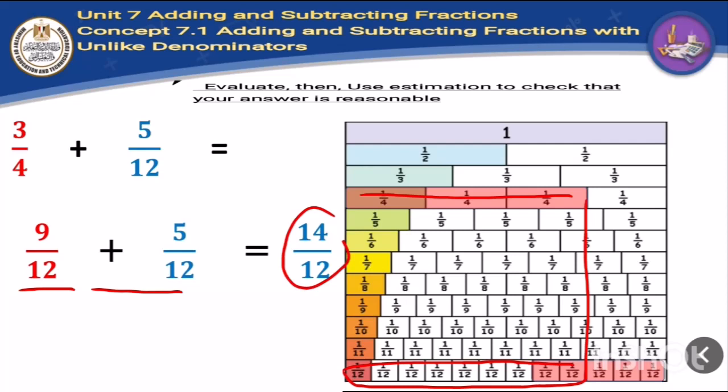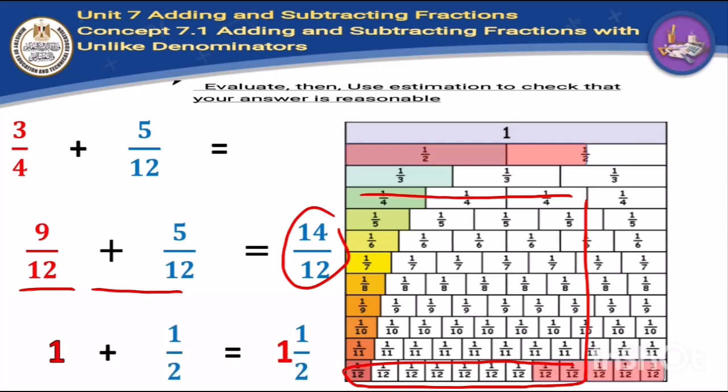Now let's use estimation. Let's see together. 3 fourths is near to half or one whole? It's larger than half. It's near to one whole. And 5/12 is also larger than half. When I add 5/12, the answer is one whole and a part. It's one whole and near to half. Okay, Yiba, what do you think about our solution? Reasonable or not reasonable? I think it's reasonable. Let's take the last question today.